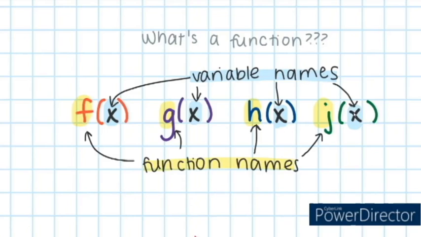Each function has a name, like f, g, h. So here we've got 4 functions. Their names are f, g, h, and j. These functions also have variable names for the name of the variable being used. So actually, all of these functions have the same variable name. They're using a very common variable name, x. So this is f of x.